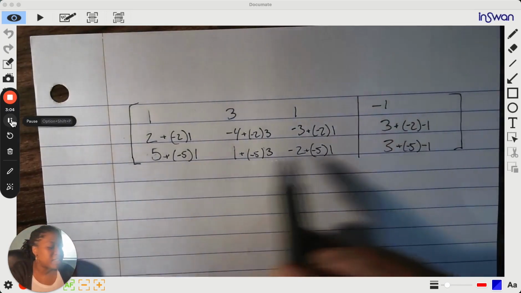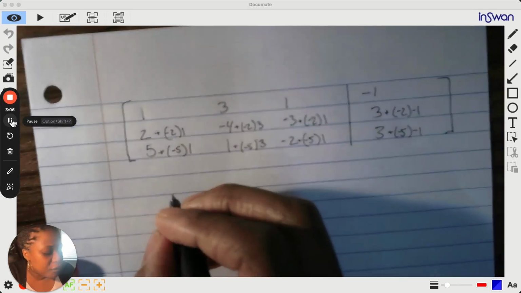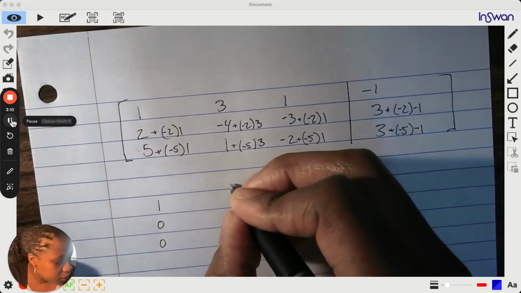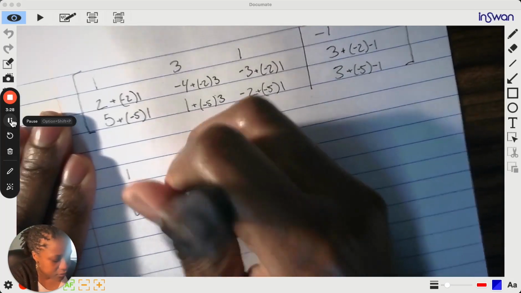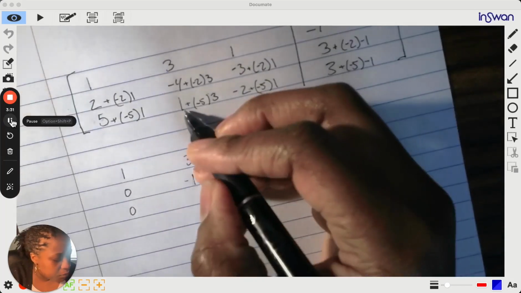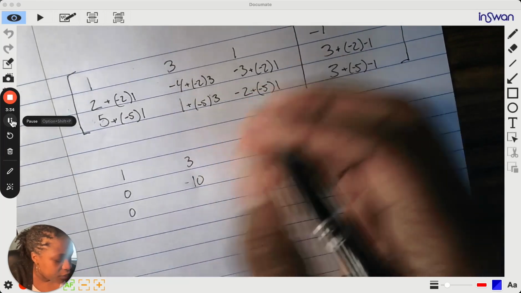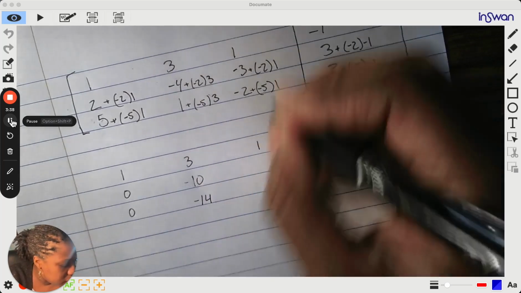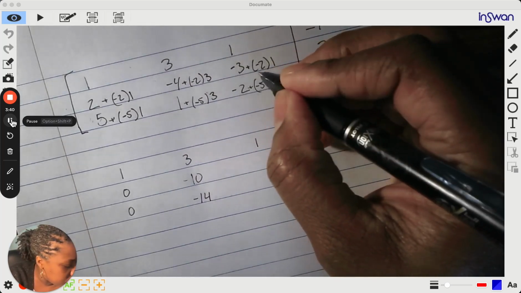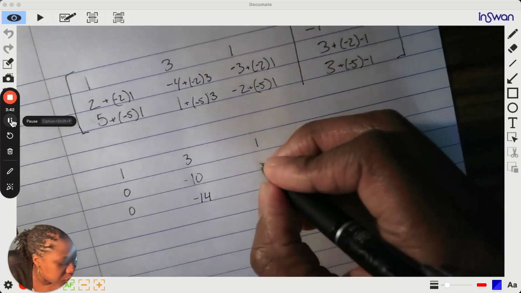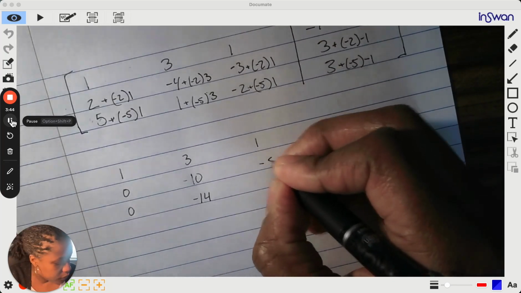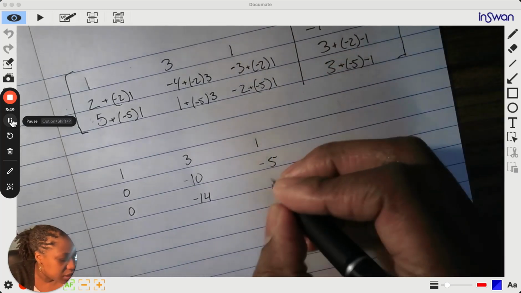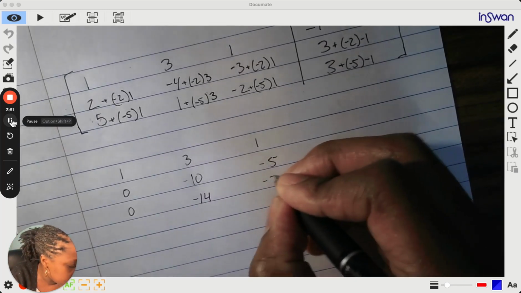Now that I have my expression set up, I'm going to go ahead and evaluate them. I'm left with 1, 0, 0. Sorry, negative 10. So I've got to put that negative 4. We have 1 plus negative 15, which will equal negative 14. Then negative 3 plus a negative 2, which equals negative 5. And then negative 2 plus a negative 5 equals a negative 7.